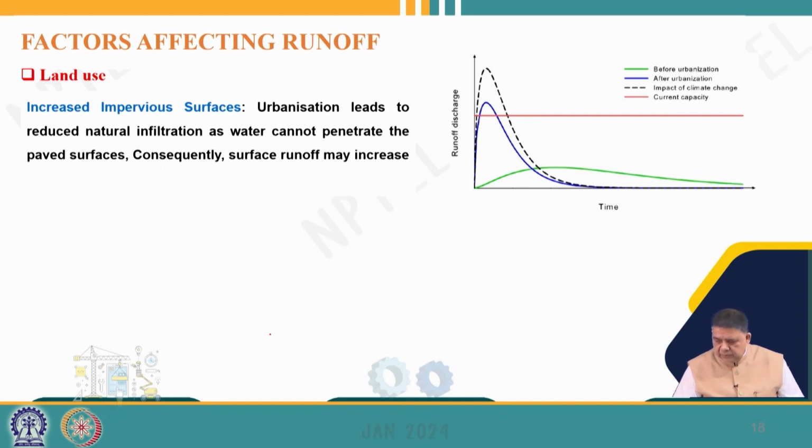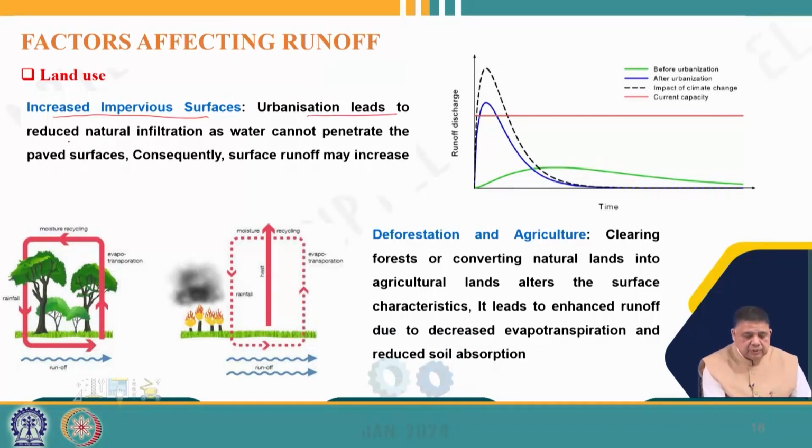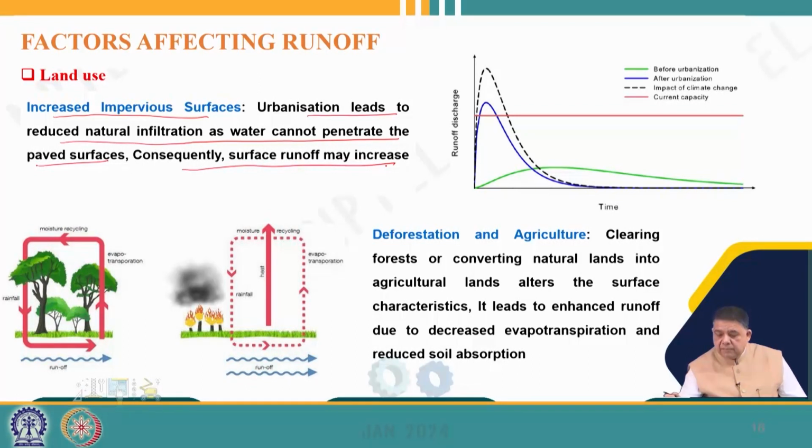Now, we come to the land use. If there are increased impervious surfaces, for example, urbanization leads to reduced natural infiltration, as water cannot penetrate the paved surfaces, and consequently surface runoff may increase. As you can see here, for a typical urbanized area, before urbanization, the green color was the flow pattern, the runoff pattern. But once urbanization took place, you can see the peak went very high, that is the blue and pink, and of course, the duration became shorter.